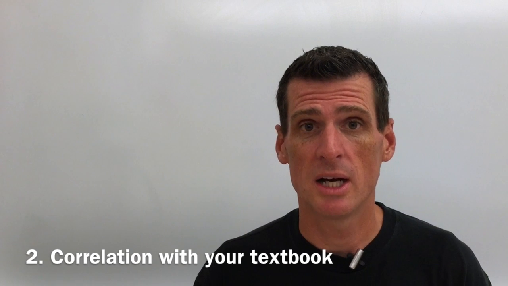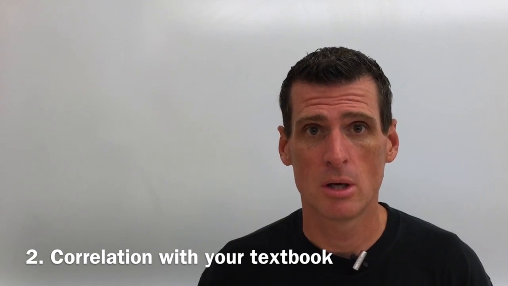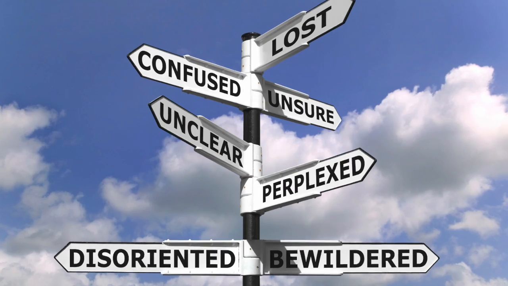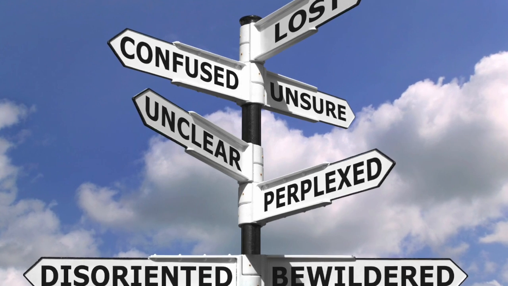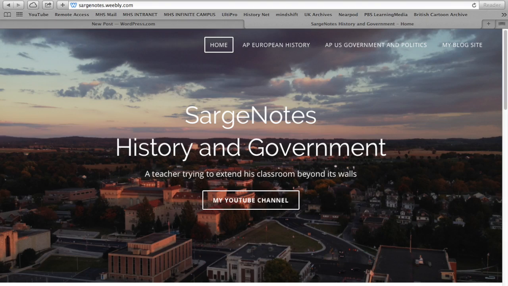Challenge number 2, aligning this with your textbook. A lot of these concepts are out of order and we're going to be jumping chapters, so you have to figure out what pages to assign students to read in order to align with the curriculum. If you're using the Spielvogel textbook, you can go to my website at www.sargnotes.com, where I've done a lot of this work for you. Now look, this is just my interpretation, it is not perfect, but a lot of the legwork is done, so go check it out.